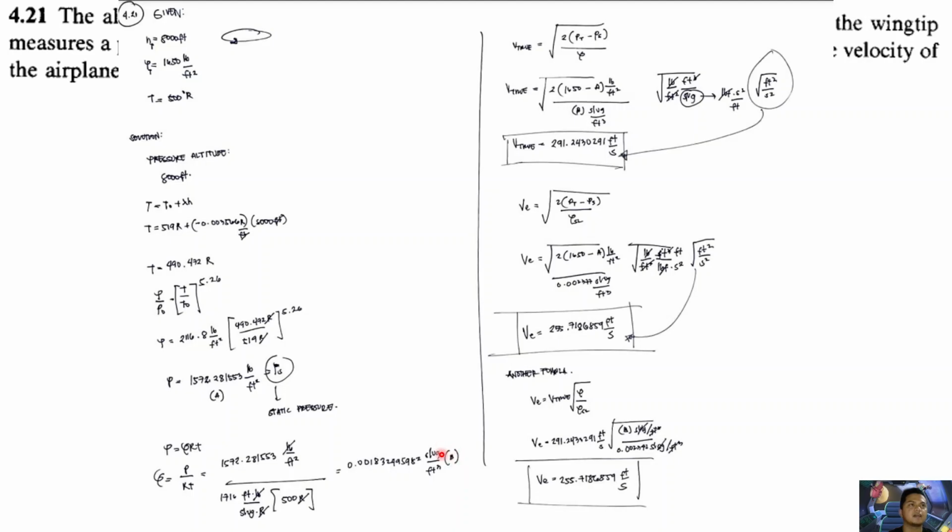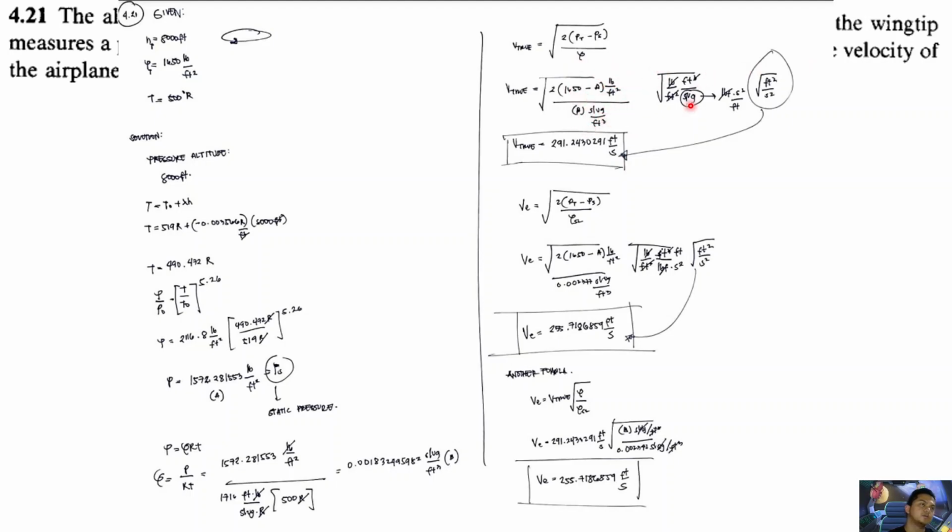So, store B in our calculator. We have this equation to get the V true: square root of 2 times total pressure minus static pressure over density. So, total pressure is given. Static pressure we already computed at store A. And we have the outside air density that we computed. So we have the true velocity or true airspeed, 291.2430291 feet per second.